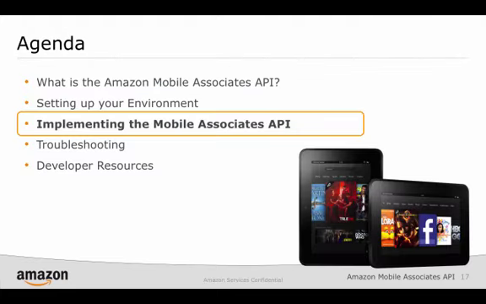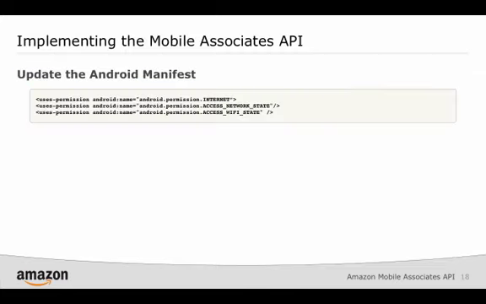With our base development environment set up, let's look at implementing the Mobile Associates API. First, in order to make requests to the Amazon Mobile Associates API, your app will need internet and network permissions. These permissions must be declared outside the application tags of your Android manifest file.